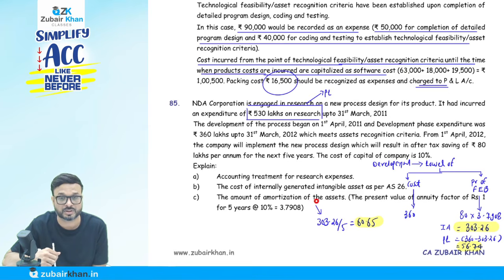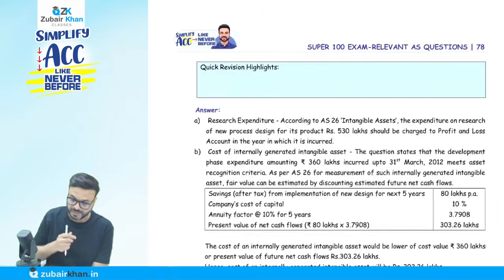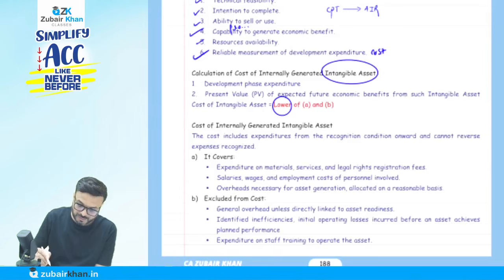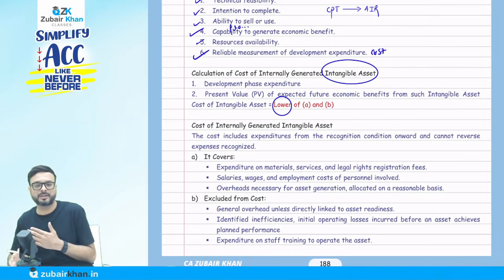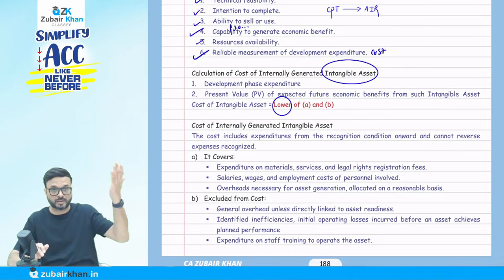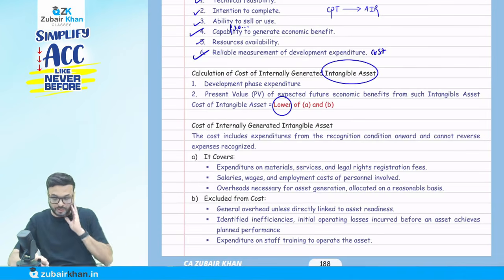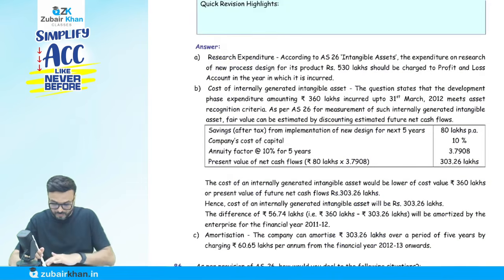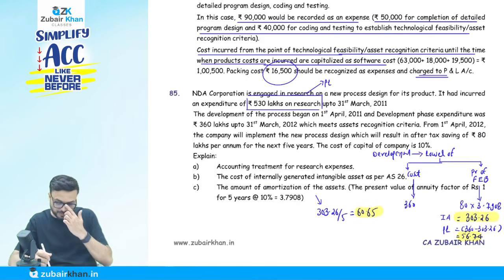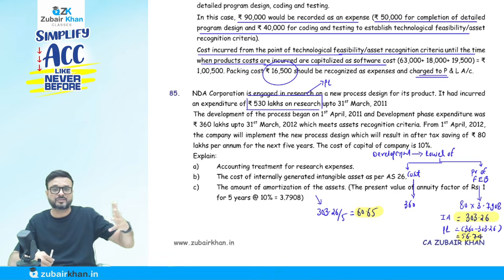Now the amount of amortization of the asset. What is the price we recognize? 303.26. The life is 5 years, so divided by 5, and this will go to the P&L account. The method is SLM. I have not yet come to the amortization methods, but generally, if we don't know the future pattern of the future economic benefit, we charge using SLM, which is generally recommended. Here the pattern is also the same, 80 every year, so that's why they choose the SLM method. I will come to the amortization part later.